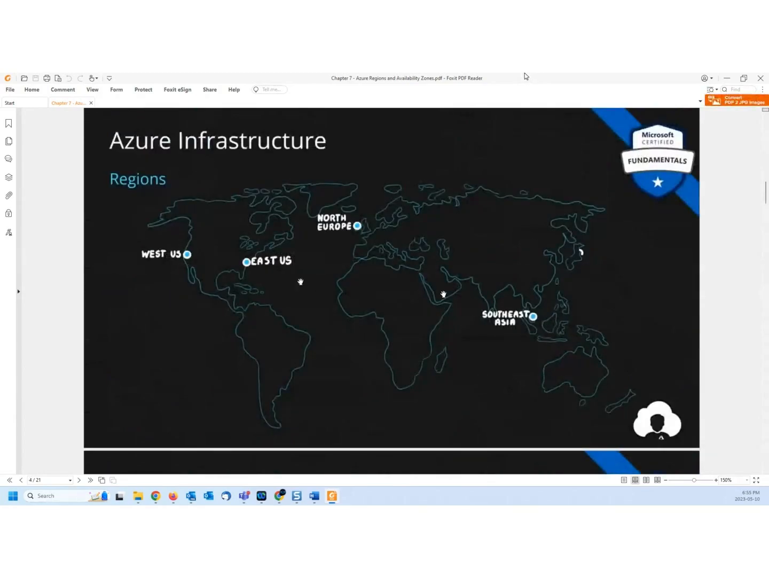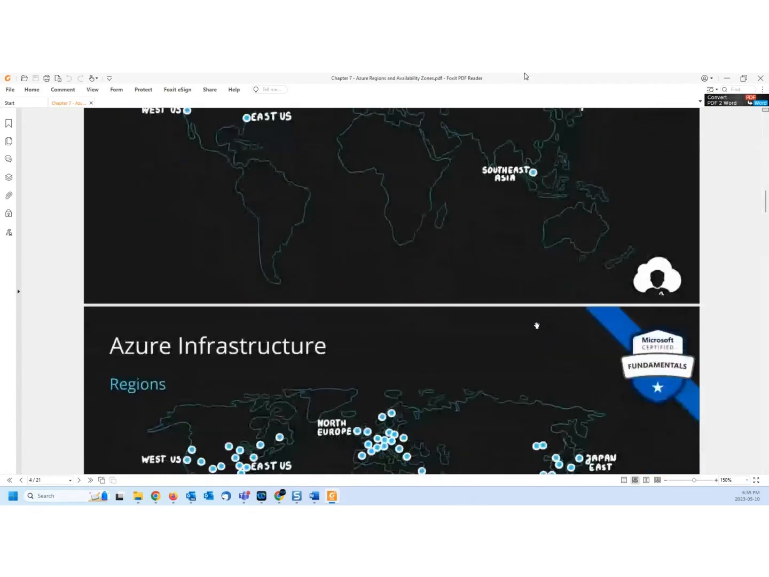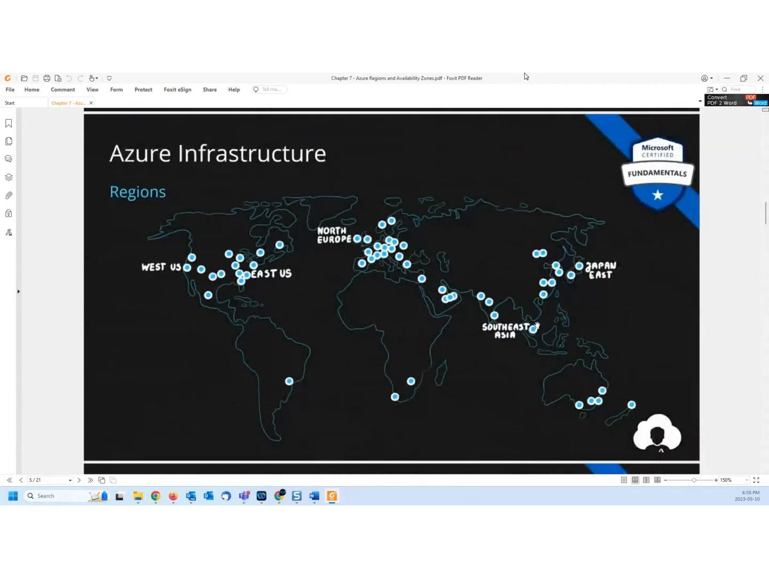So these are some of the regions, and there are a lot more dots than this, but you can see there's one in the West US, and this is all one region, and it could have multiple data centers inside it. East US, North Europe, Southeast Asia, and so on. We can add as many as you go, and more are coming on the way. We will probably see more clusters here, and they are always growing.